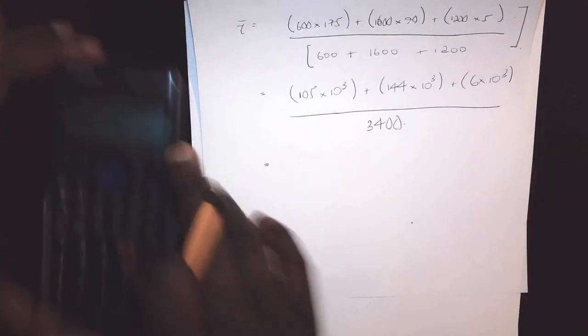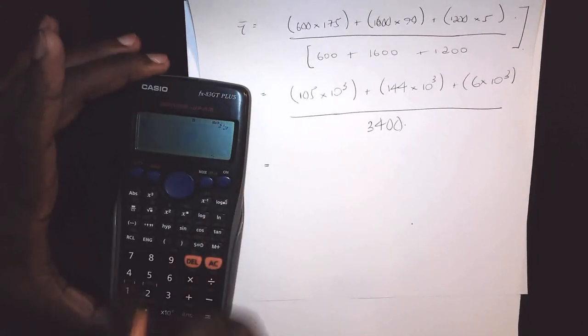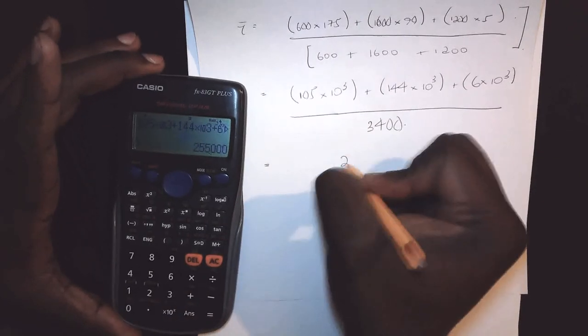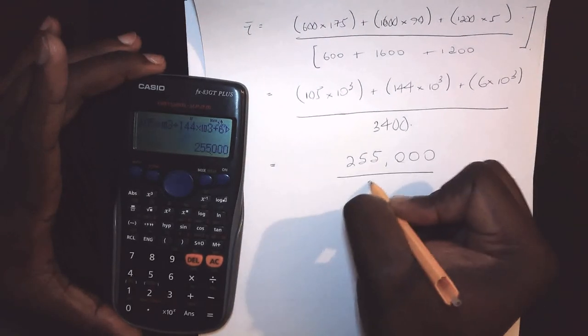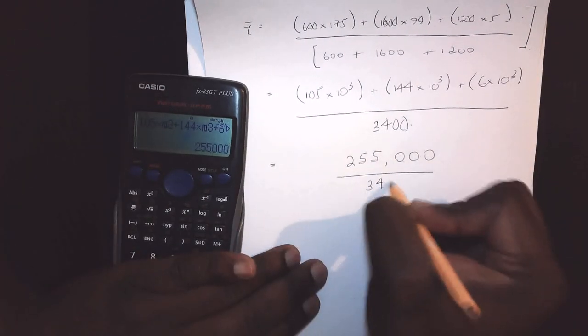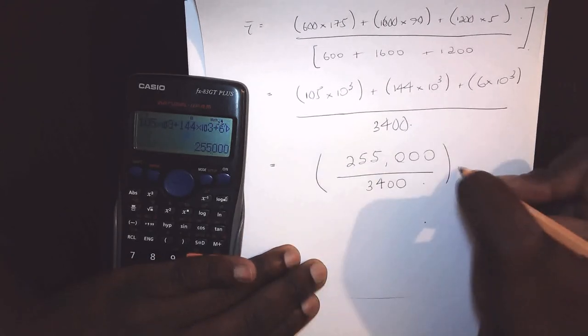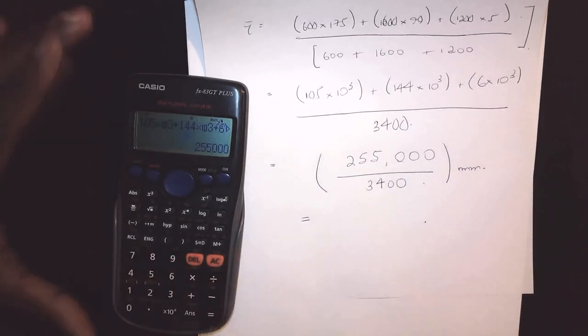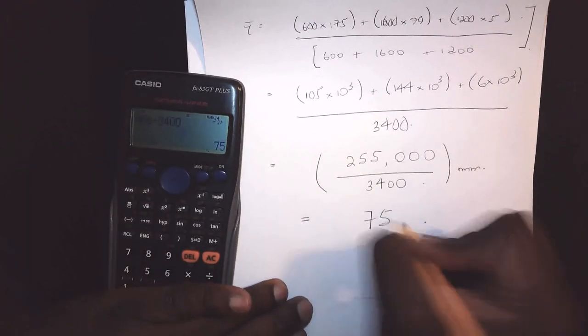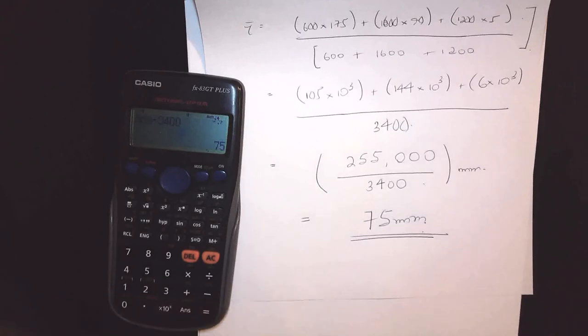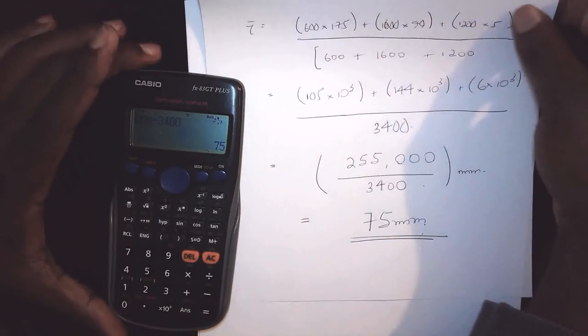So let's add up all the values in the numerator: 105,000 plus 144,000 plus 6,000 is equal to 255,000. All that divided by 3400. Don't forget that the unit is millimeters, and this is 75 millimeters. So we've identified the Y coordinate.